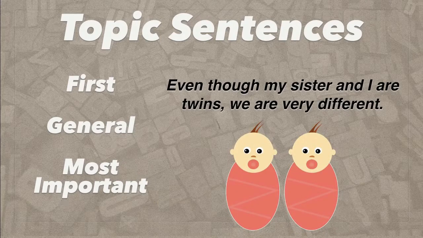Do you remember this topic sentence from earlier, our twins? It states, "Even though my sister and I are twins, we are very different." It was the first sentence in the paragraph, and it's a general statement about how they're going to be different, how the paragraph will talk about how they are different. In the body, we'll find more details.